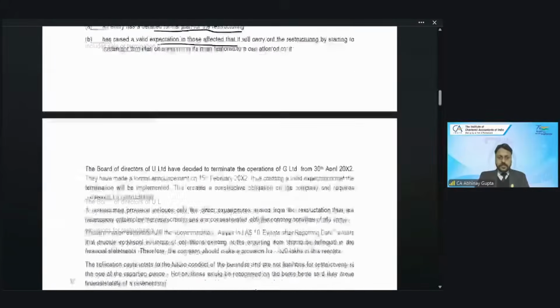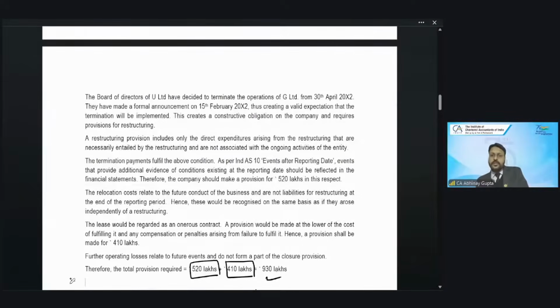Correct? The board of directors of U Limited have decided to terminate the operations of G Limited on 30th April. They announced it on 15th of February, which raised the valid expectation, and they have proceeded with that plan, right? So they have started to implement this plan. A restructuring provision includes only the direct expenditure arising from the restructuring that is necessarily entailed by the restructuring and not associated with the ongoing activities, right? So for the employees who are relocated and retrained, whatever cost we are incurring for that will not form part of the restructuring cost.